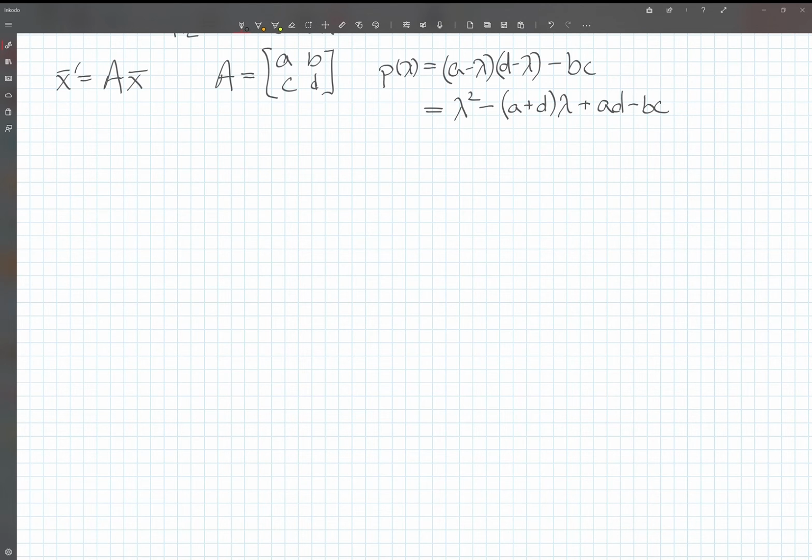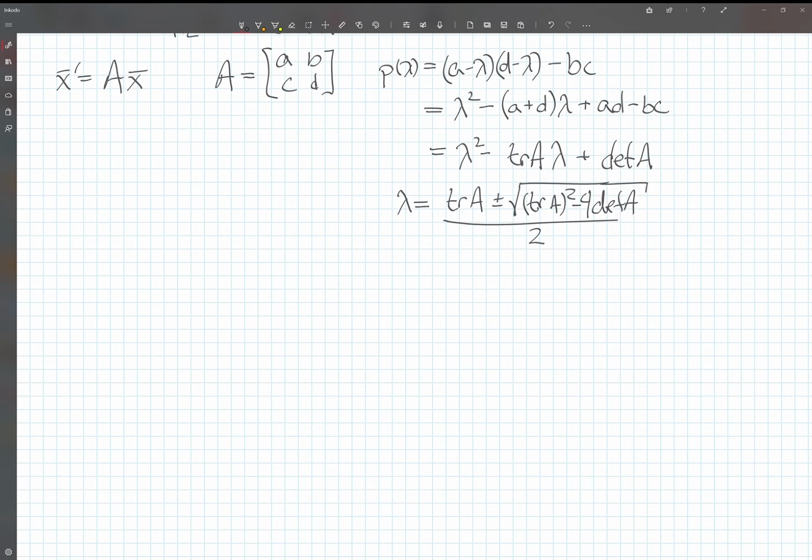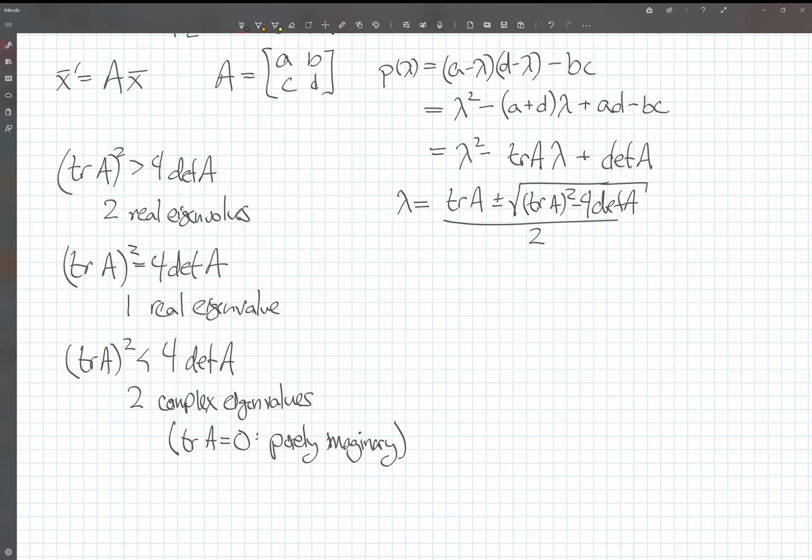And then I want to take a look at this, and I realize that the coefficient of lambda is minus the trace of the matrix, and the constant term is the determinant of A. We can easily compute the eigenvalues using the quadratic formula, and you see that the important question is that number under the root, is it positive, negative, or 0? That'll tell us something about our eigenvalues. By paying attention to whether the square of the trace is greater than, less than, or equal to 4 times the determinant of the matrix, you can sort out what kind of eigenvalues you have.